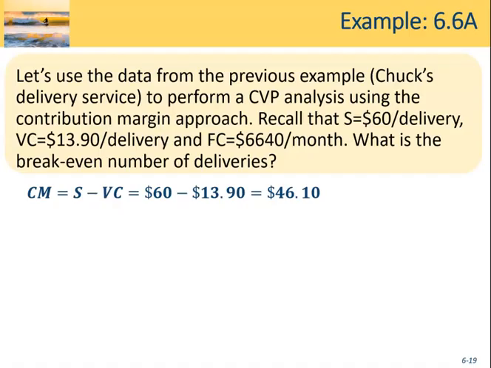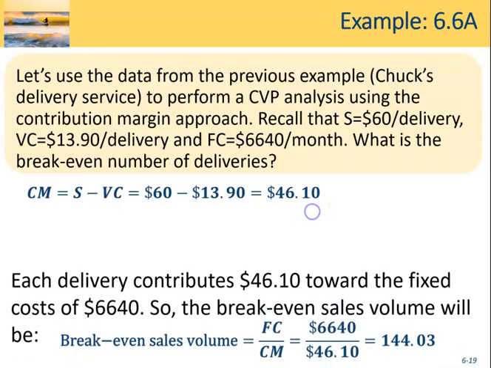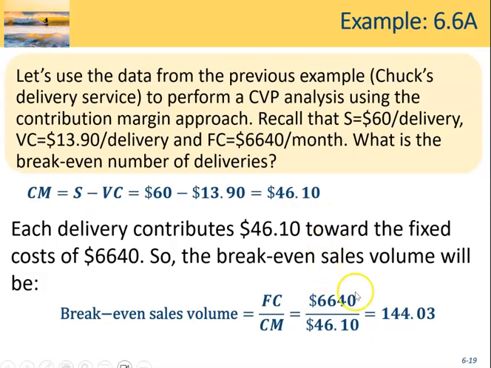So this way we can figure out how many deliveries we need to make in order to cover the fixed costs. So we know the fixed costs are 6,640 divided by 46.10, which is our contribution margin. So again, our break-even sales volume is 144 deliveries in order to have a profit at the end of 0.